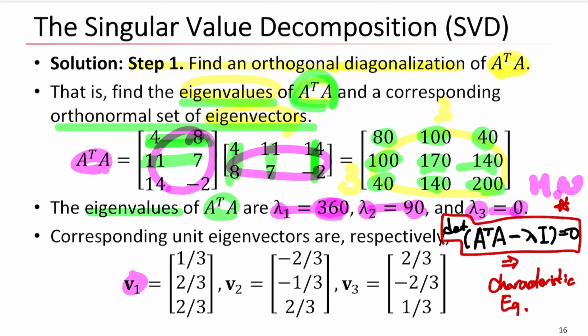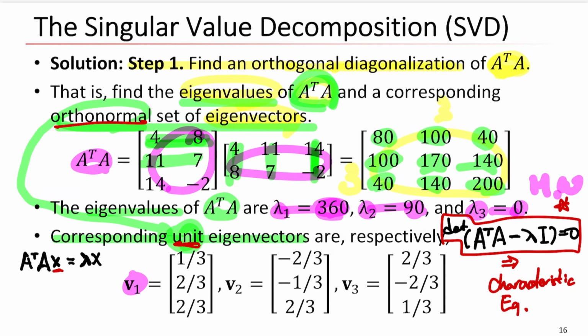Because this is the corresponding unit vector, because we want the orthonormal set, we have to find the unit vector. Then how can I do that? A transpose A times x is equal to lambda x. We have to find the solution x that satisfies this, and then normalize it to have a unit norm. So in this case, v1 will be something like this, v2 is something like this, and v3 is something like this, right?